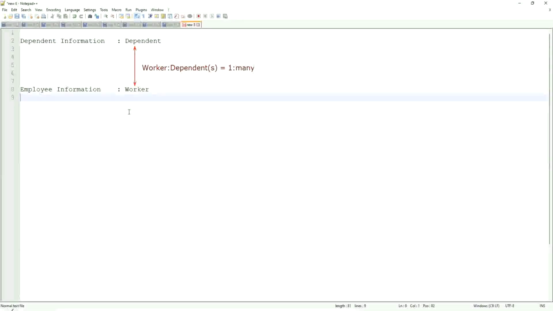Also sometimes what happens? You have to do some calculation for your integrations, for your EIBs, for your core connectors, where you have to get the information from the related business object and put it in the main or primary business object. Here, what we are trying to do is find out the age of the eldest dependent of a worker.